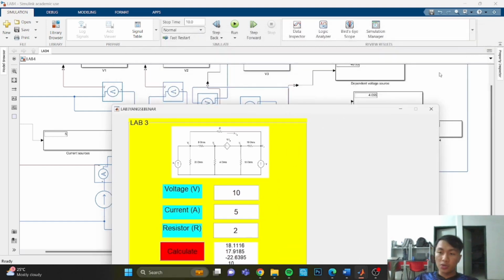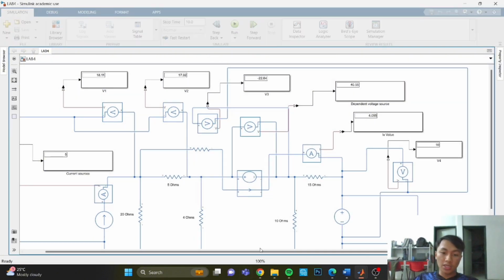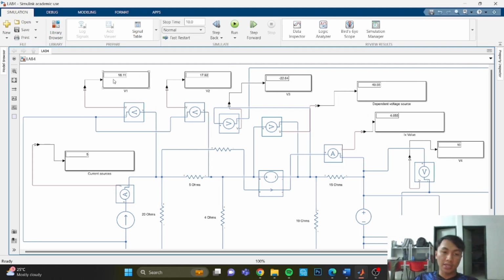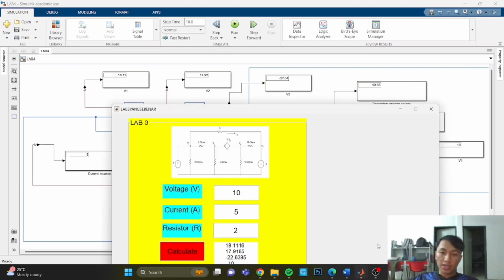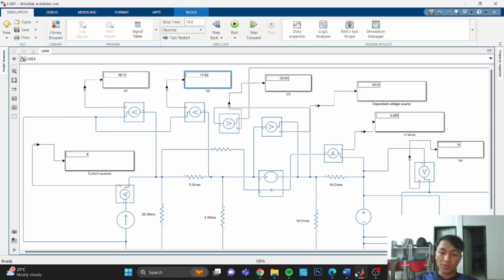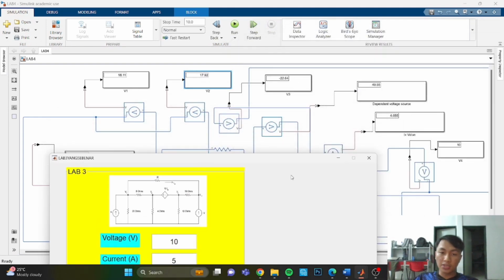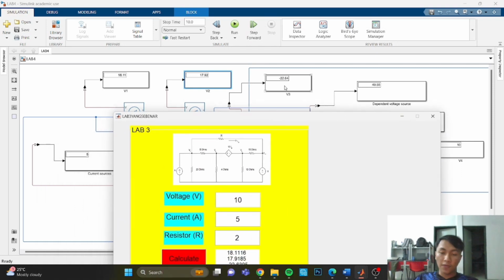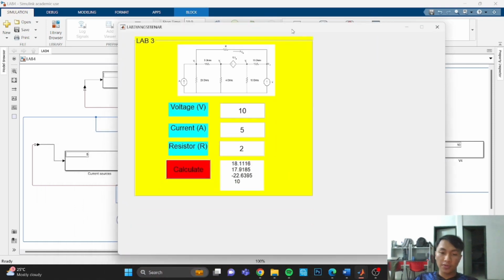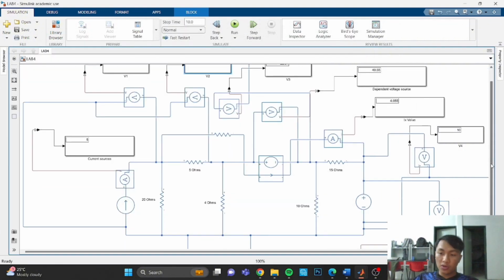So if we look at the circuit that we simulated, after I run it, we can get V1. The value is 18.11, same as lab 3. For V2 it is 17.92, same as lab 3. The V3 is also the same, negative 22.64, and the last one, V4, is 10.